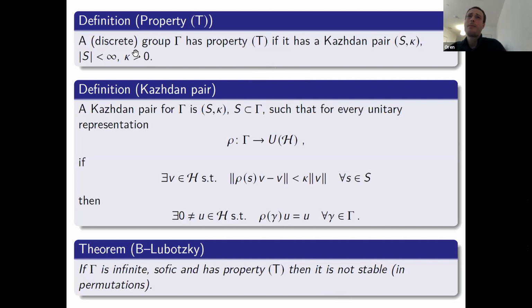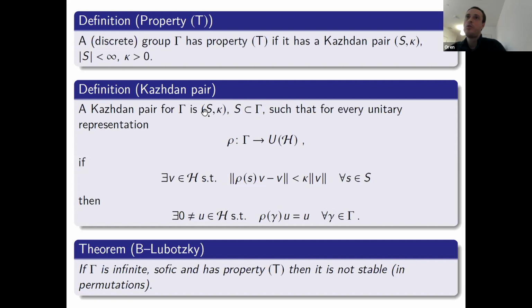So a group, I'm just doing discrete groups. A group gamma has property T if it has a Kazhdan pair (S, kappa), where S is a finite subset of the group and kappa is some positive number. So I just need to tell you what a Kazhdan pair is.